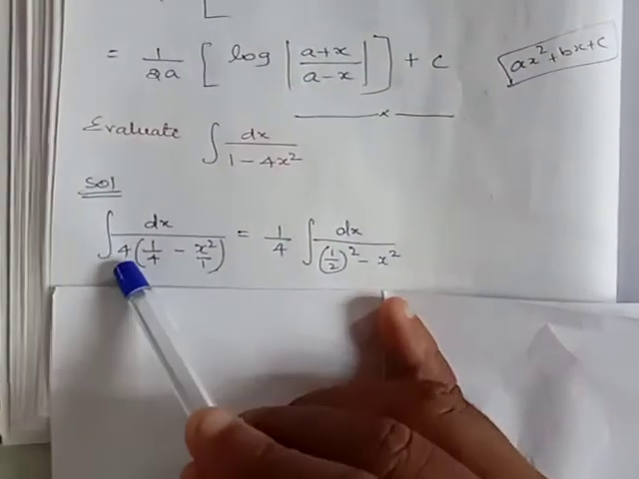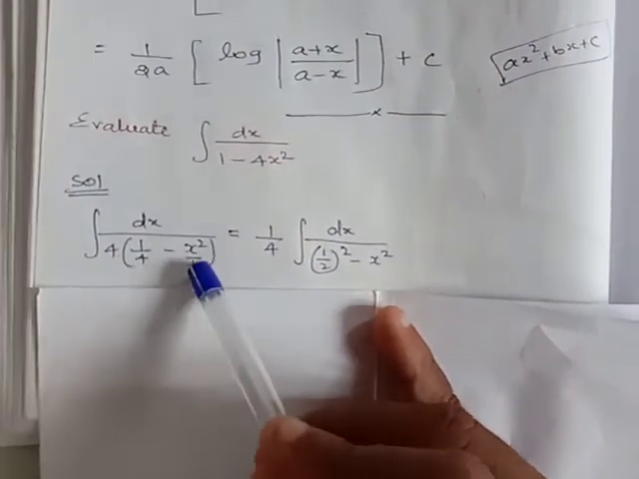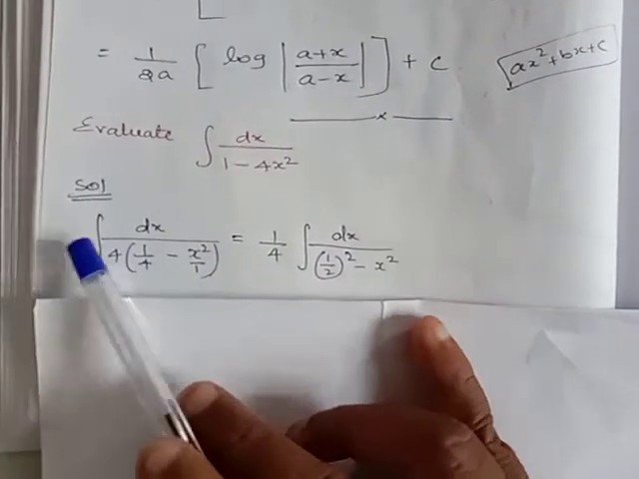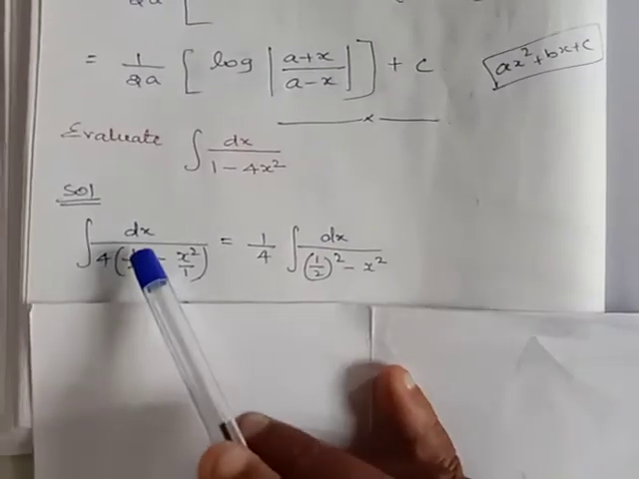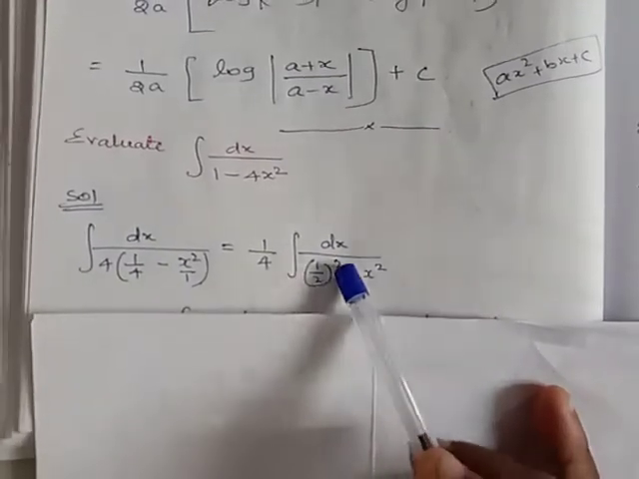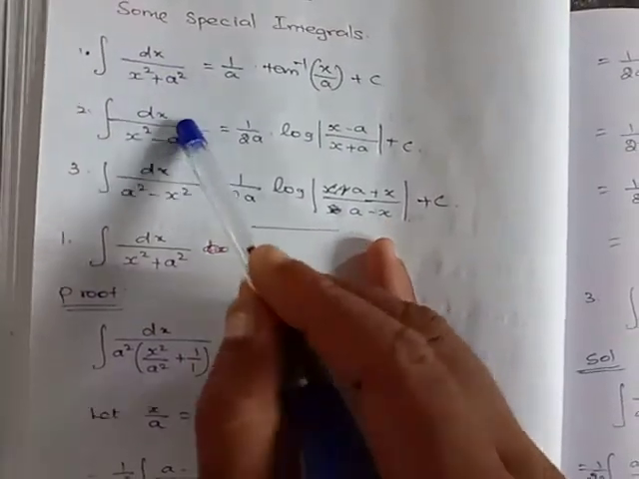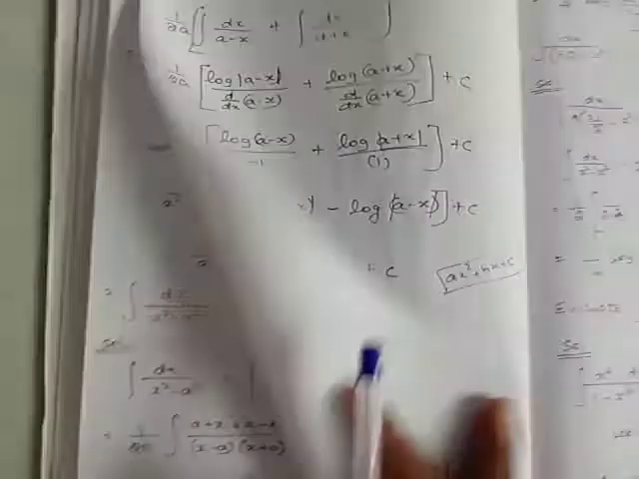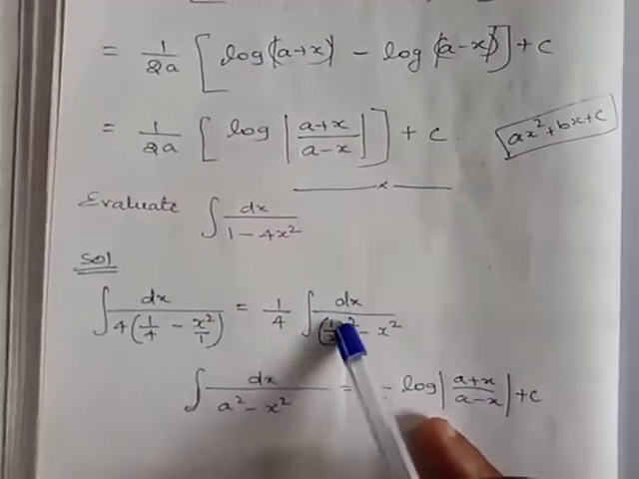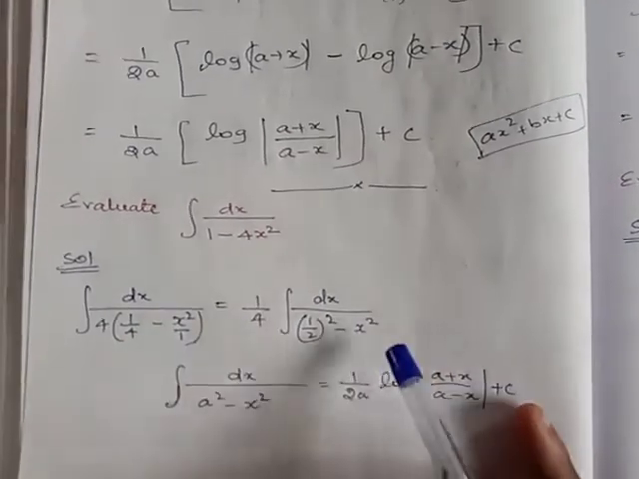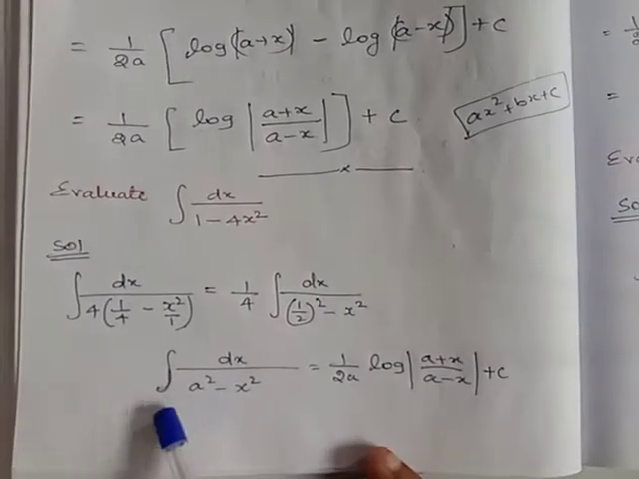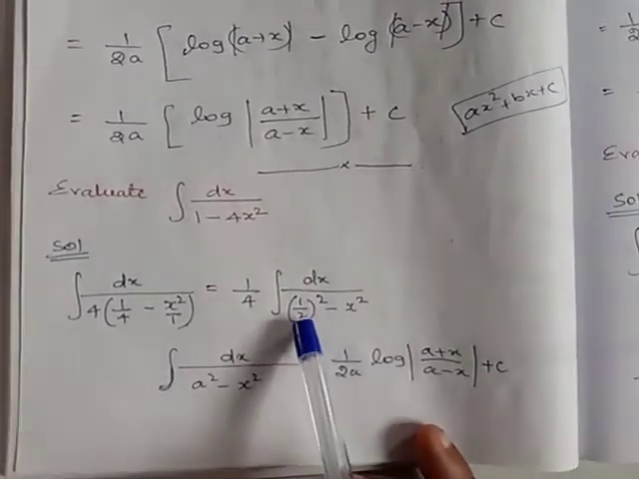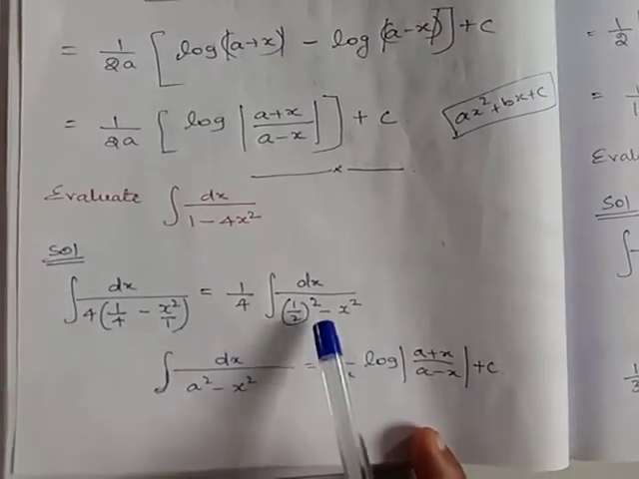When we take 4 as common, it becomes 1 by 4 minus x square, and this 1 by 4 constant can be taken outside. Then the question becomes integration of dx divided by 1 by 4 can be written as 1 by 2 whole square, because in all the formulae the constants are written in square. That's why we convert this 1 by 4 as 1 by 2 whole square, and then minus x square. Now if you compare this integration, we can see that it comes under this formula. This 1 by 2 is a constant, a square minus x square.